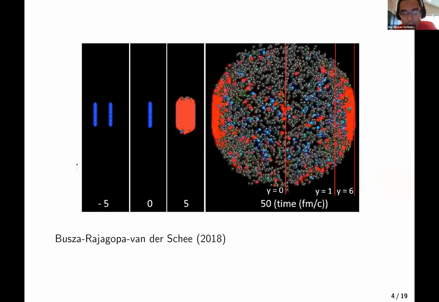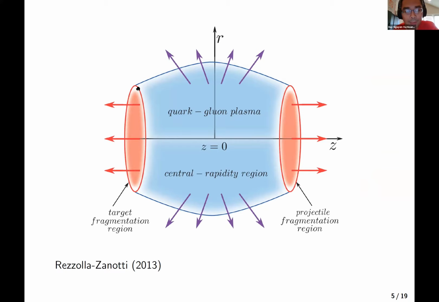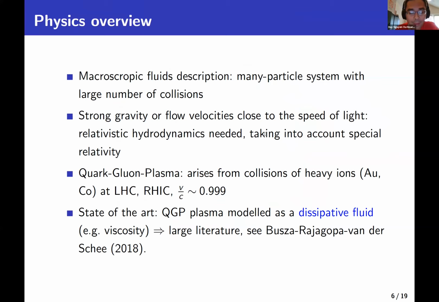So here's a cartoon picture of this process. This is after the collision. We expect that the remnants of the two nuclei fly away, and in between you have this plasma. So how do we describe this system? Well, we usually use some kind of fluid description. We think of this as being a many particle system with a large number of collisions. We have a lot of gluons, quarks, and anti-quarks, and it wouldn't be quite sensible to go to the most basic level of microscopic description for that system, which would be describing individual quarks and gluons with quantum mechanics or quantum field theory. But we want to regard this as a mixture, and we want to have this bird's eye view of this system as a macroscopic fluid.